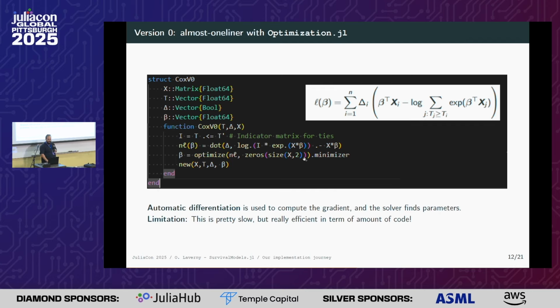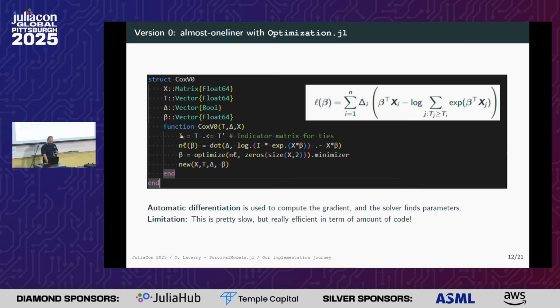I don't even check, but it works correctly. The issue is that it's pretty slow. It's in fact very slow because this function here is not very optimized. You see, I did it on purpose, but there are 2 times the x times beta here, which is a matrix vector product. So we are doing it twice. This is not very good.